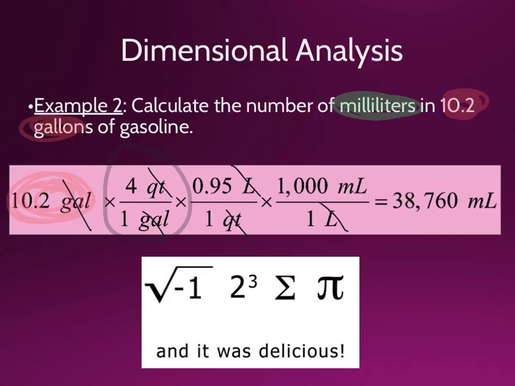So remember, when you plug this in your calculator, actually go through and plug it into your calculator right now so that you can double check that you are doing it correctly. You multiply all the way across the top, multiply all the way across the bottom, and divide the numerator and the denominator, and you should get 38,760 milliliters.